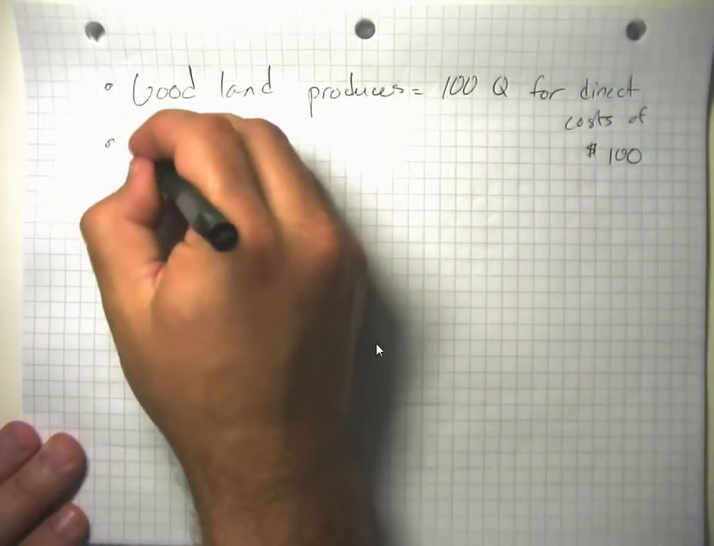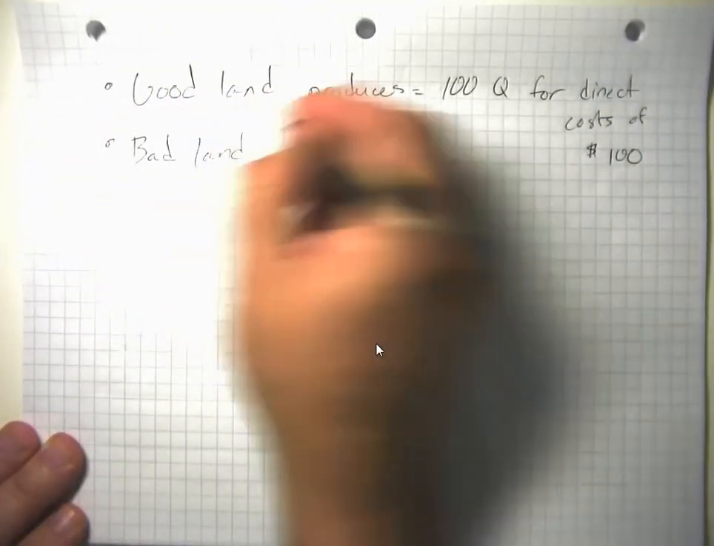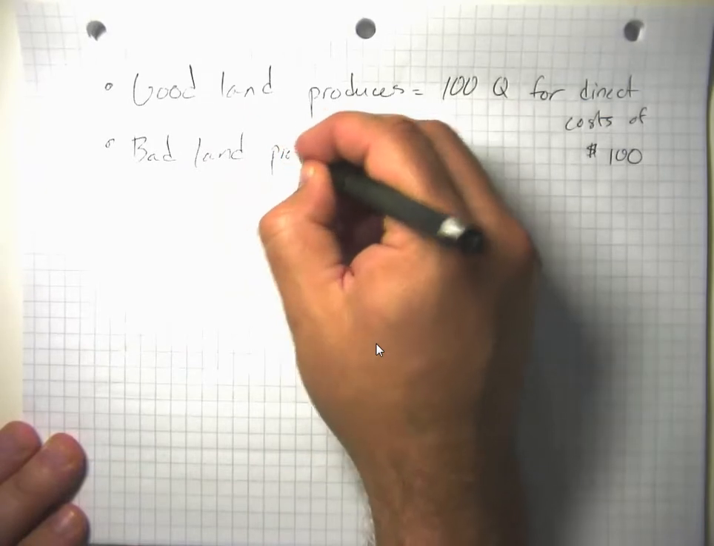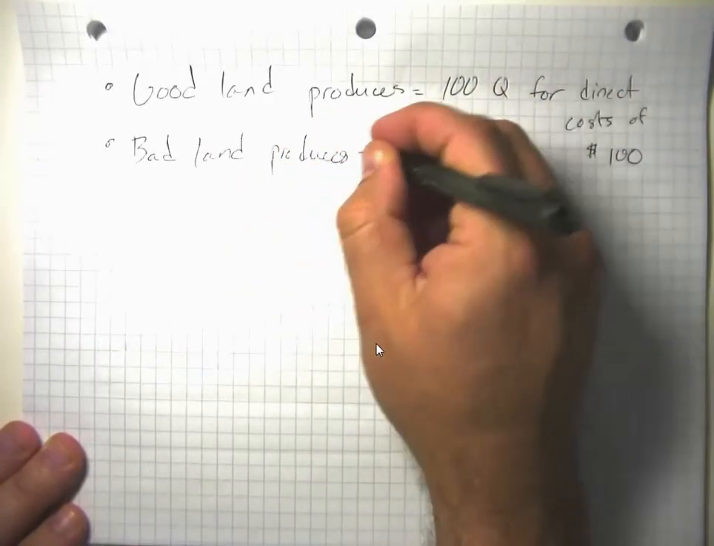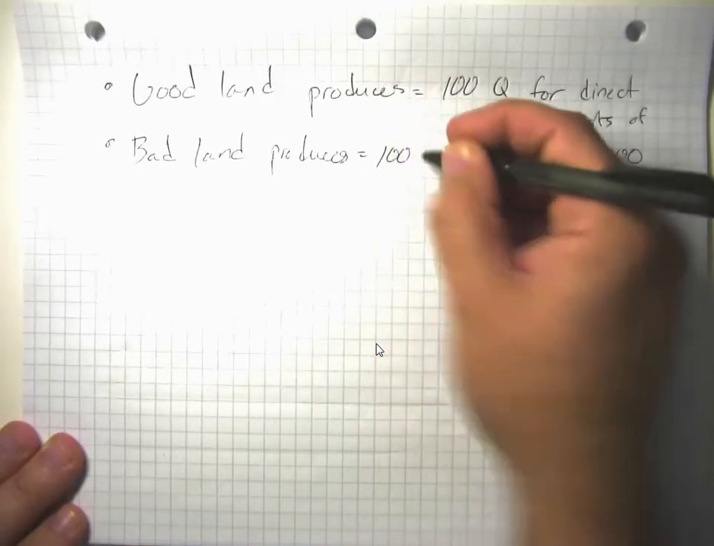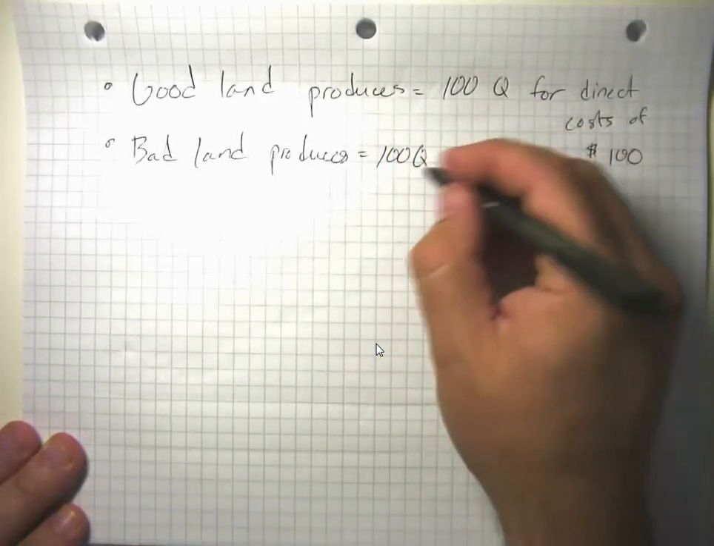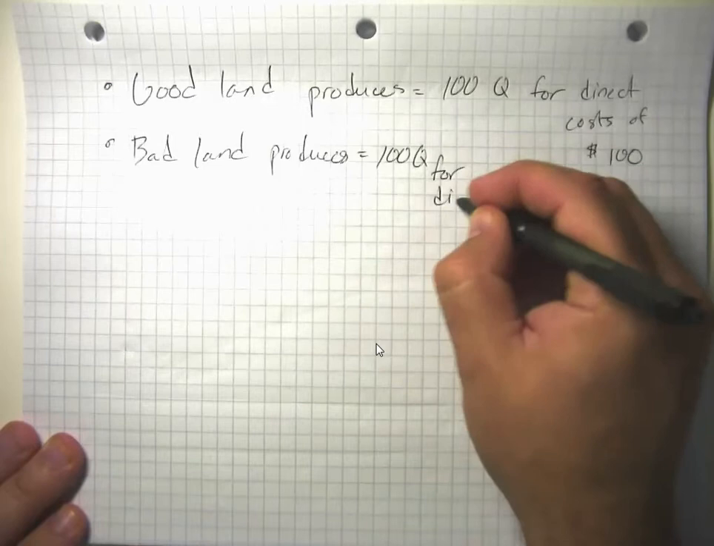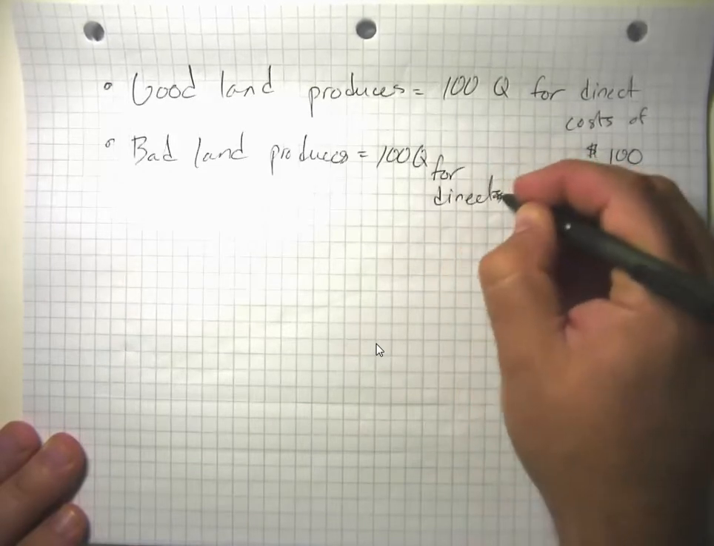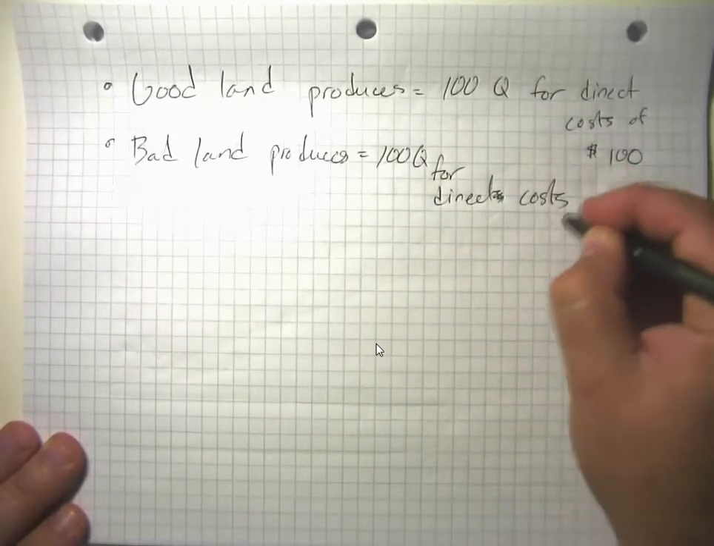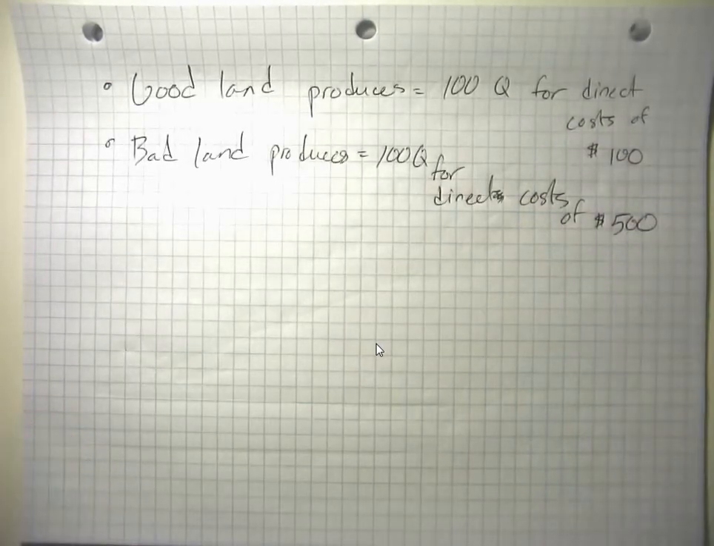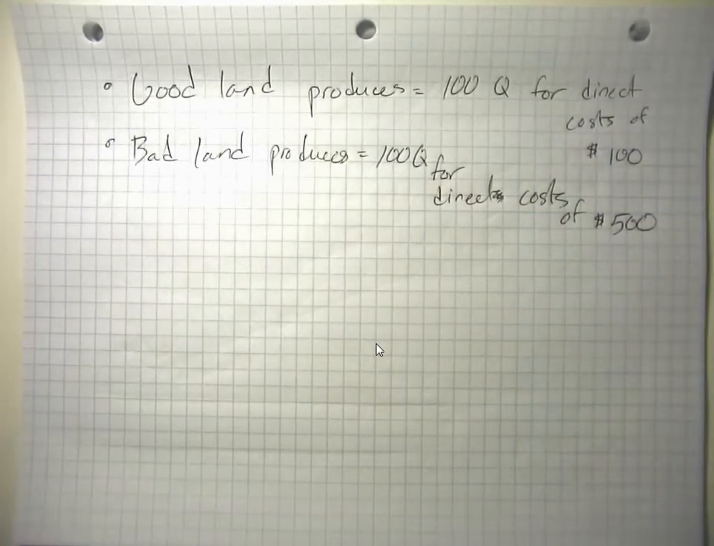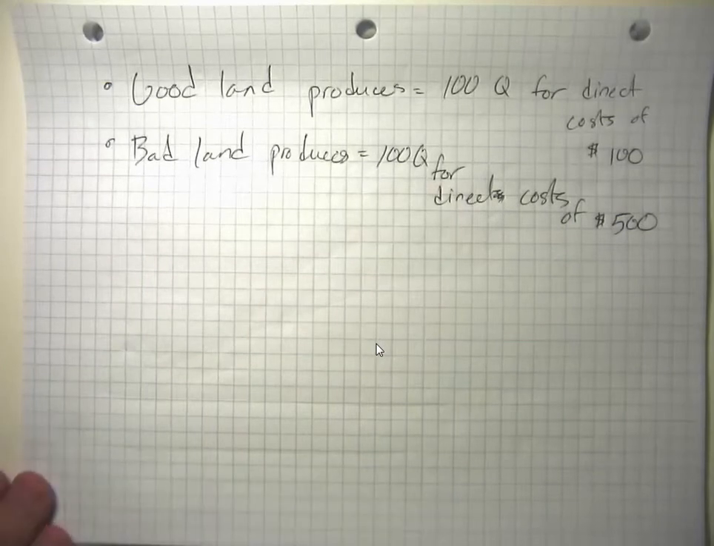And then we have bad land, which produces 100 units of Q for direct costs of, say, $500. It just takes a lot more labor and fertilizer and everything to grow stuff on this less fertile bad land.